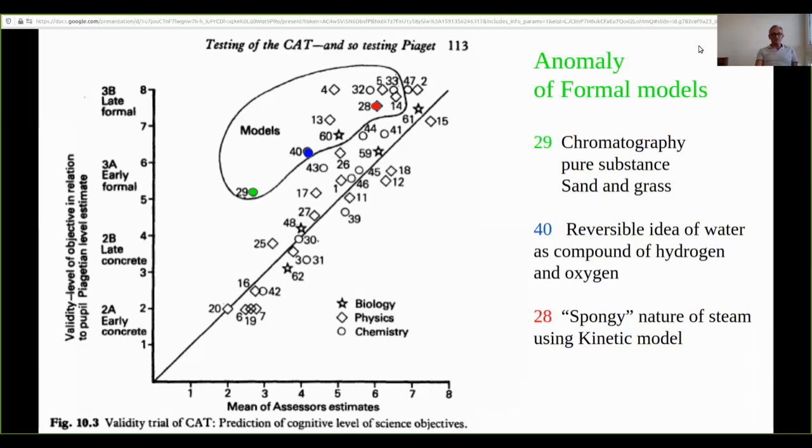The two others you can see depend upon the reversible idea of water and the spongy nature of, for instance, when you're looking at expansion and contraction of gases with heating. So again, the instrument they used, the CAT, in their testing event, produced very, very important information, very useful to you as a teacher, to know that many objectives that you had thought were much, much less demanding were demanding of formal models. And therefore, that we would have to scaffold and match these in terms of our curriculum development.